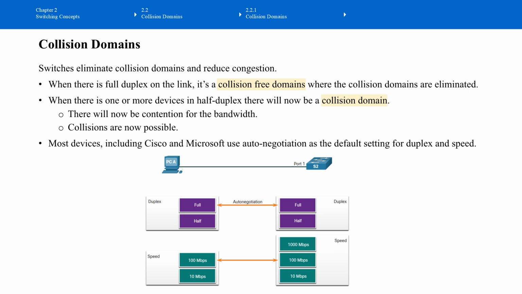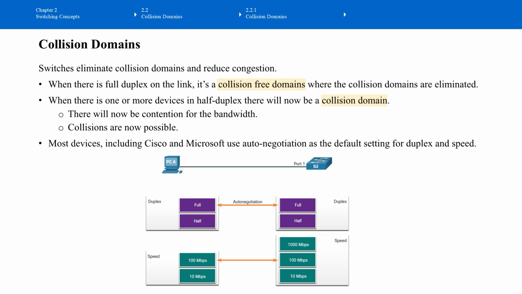When there's one or more devices in a half duplex, there will now be a collision domain, with contention for the bandwidth. Collisions are also possible. For our members that were using the internet decades ago, you may have heard about the hub. One main reason for using a hub is that it only supports half duplex. So the big problem with using that is there are almost always collision domains. When the data starts sending out and goes into the interface and starts to broadcast, the data can collide with other data trying to enter into the ports.